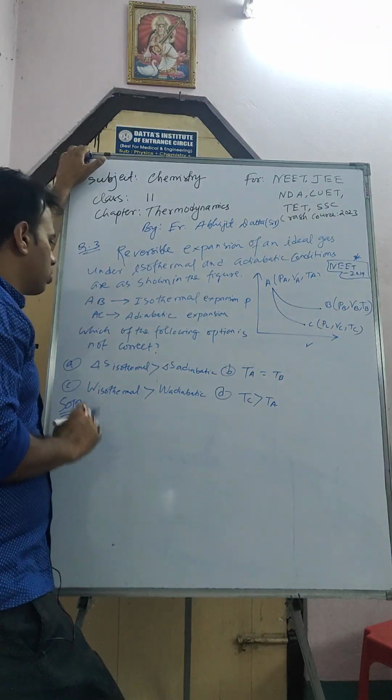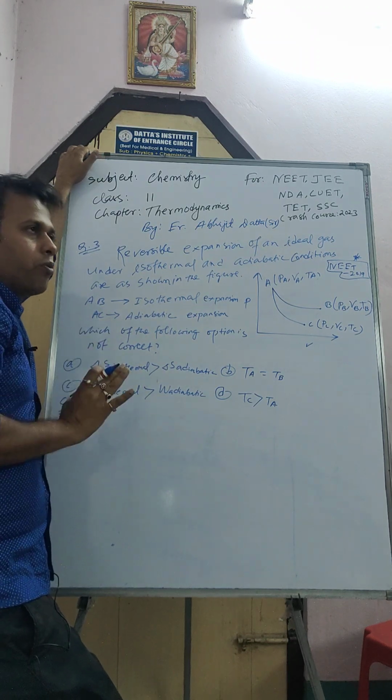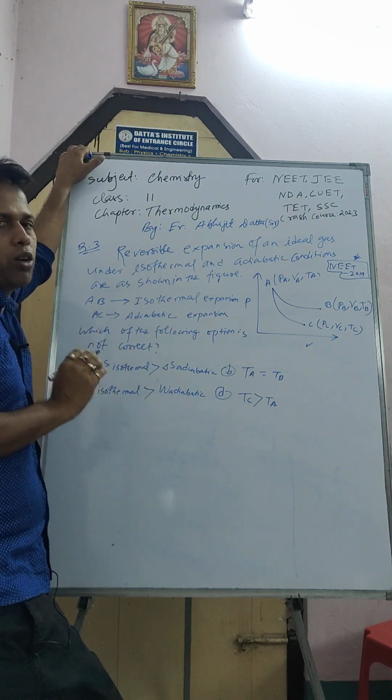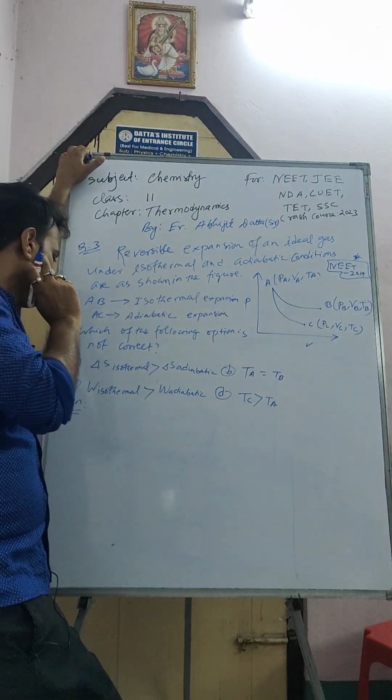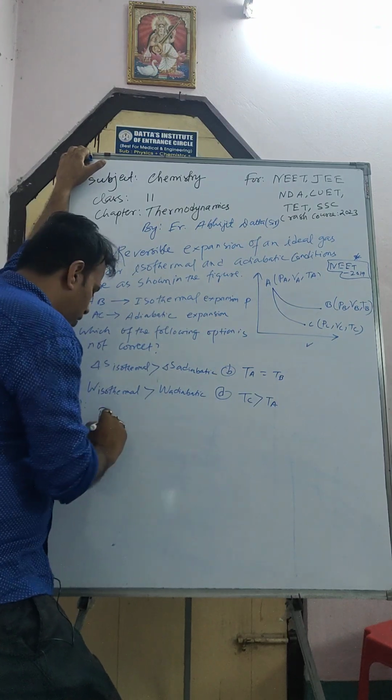Now the question is, which of the following options is not correct? Among the 4 options, 1 option will be wrong and the other remaining 3 options will be correct. So the wrong option we have to find. So from the first law, look here.